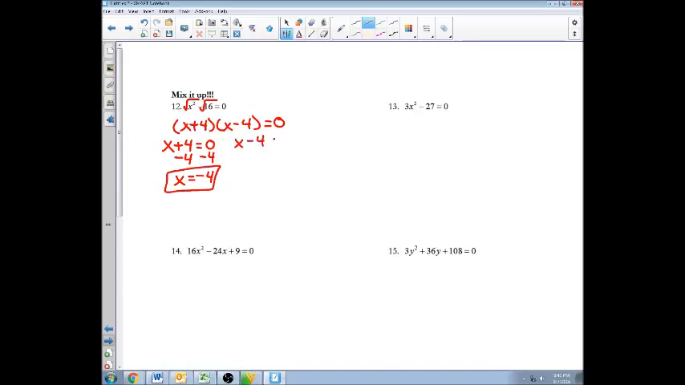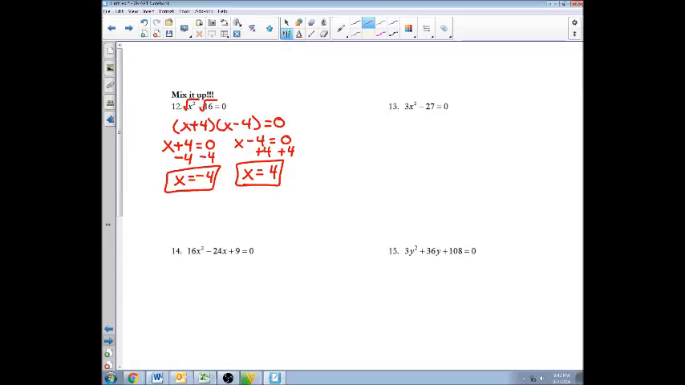I have x minus 4 is equal to 0. I can add 4. So x would be equal to 4, you don't need the positive sign there. All right, on to number 13. I have 3x squared minus 27.